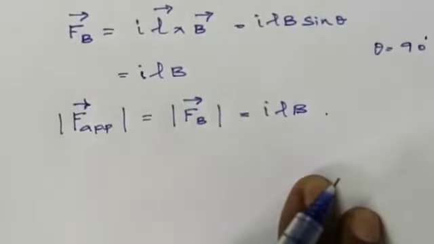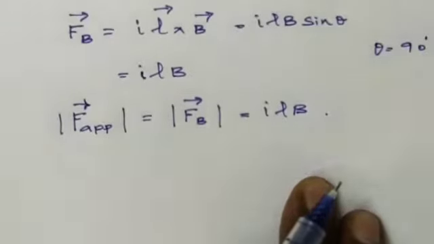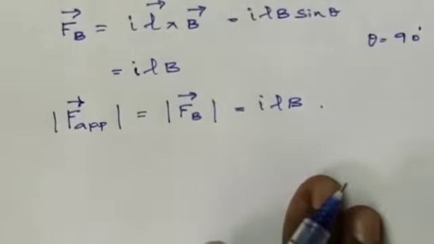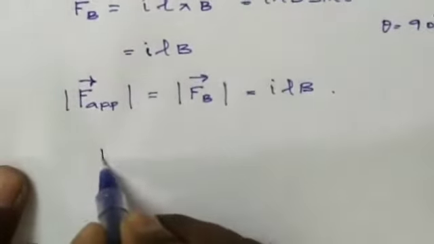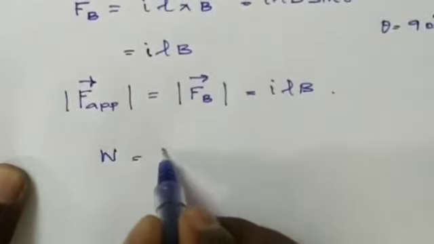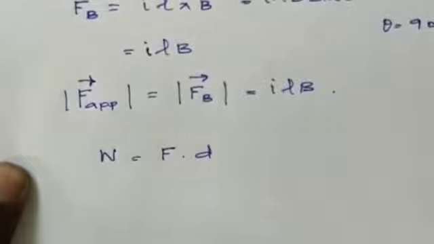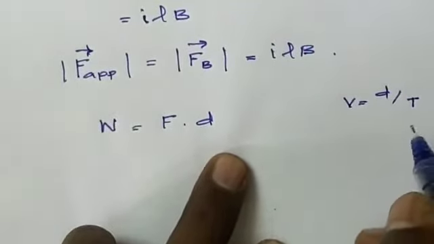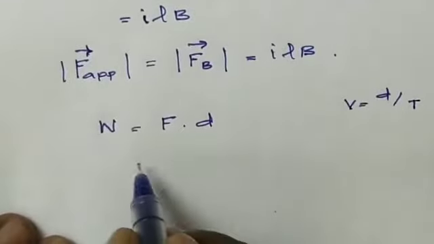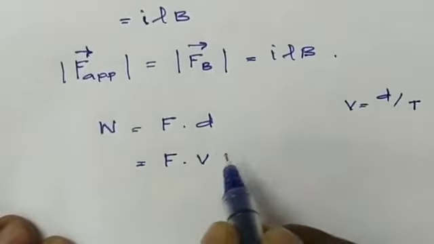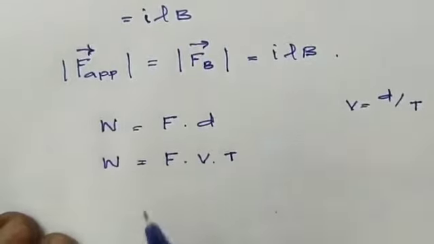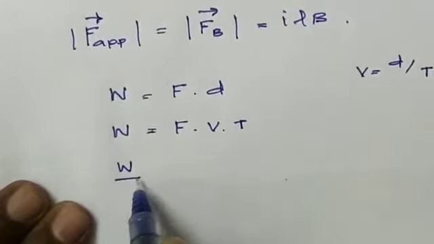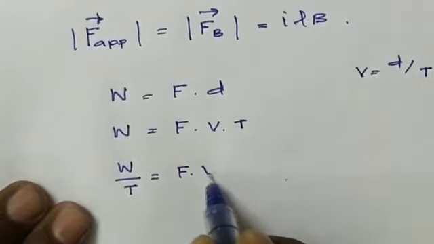Now write down that mechanical work is done by the applied force. So because of the applied force, work is done. Now we can find out the work done: W equals force into displacement. This is what we call work done. For the distance, if we take velocity, distance equals velocity into time, so we can make d equal to v t. So force into velocity into time is the work done. So rearrange that equation: work done by time is equal to force into velocity.